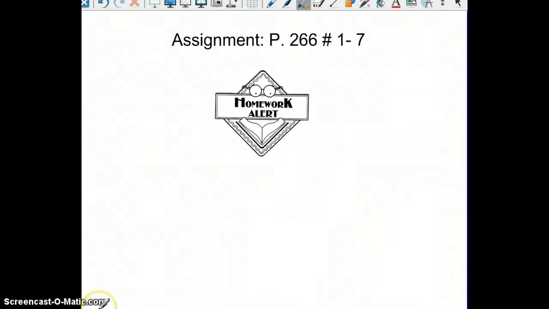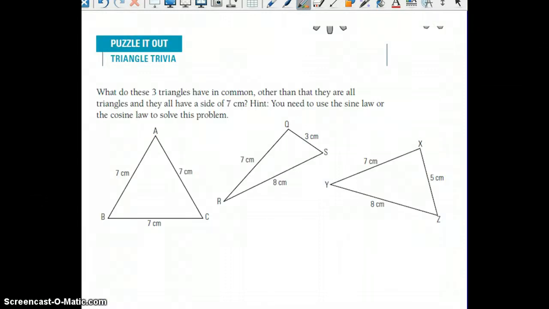All that you have left is an assignment on page 266, number 1 to 7, and there is also a puzzle to try. Go ahead and give it a try.